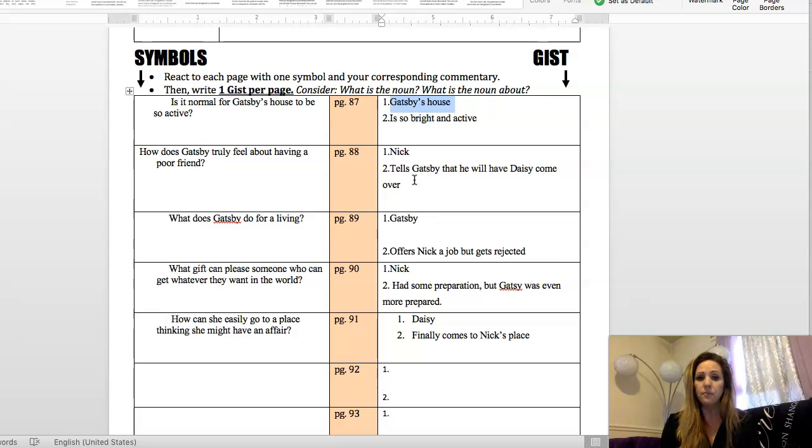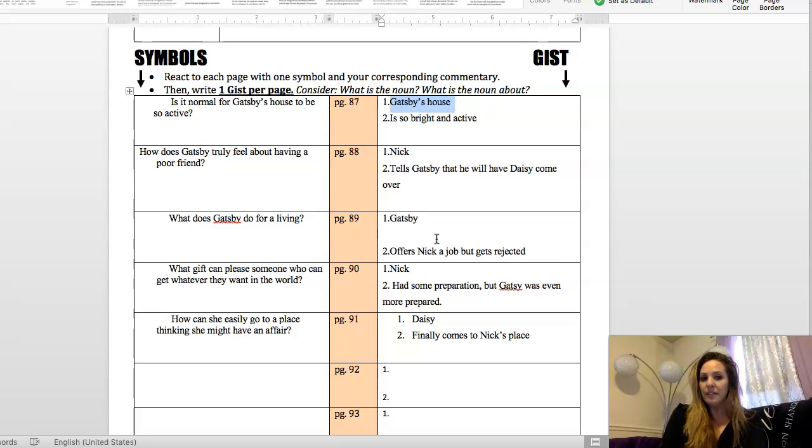Let's look at one more. Again, he's identified that it's mainly about a person, and he says it's about Gatsby. And offers Nick a job but gets rejected. Beautiful. This is entirely in his own words. It's clear, concise, and to the point, and it is accurate. But his question is awesome. So what does Gatsby do for a living? We don't know. That's why it's a great question.